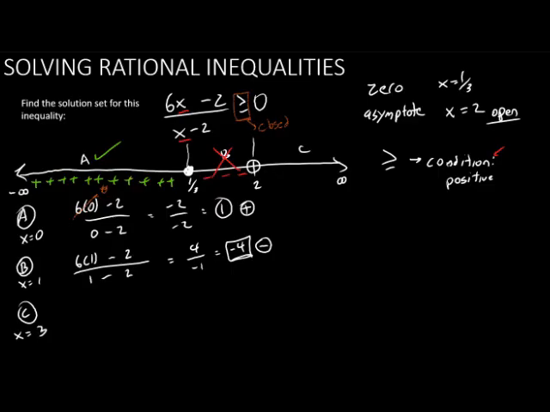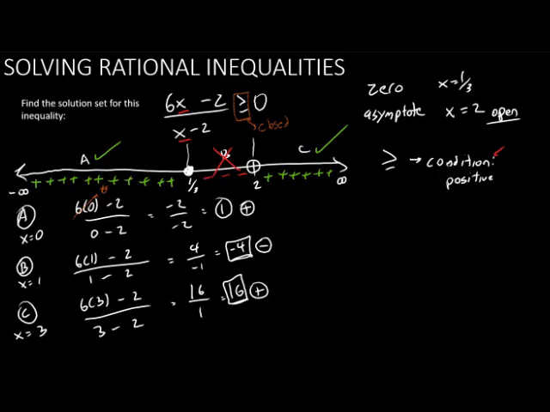Now we move on to region C and pick an x that is greater than 2. Let's try 3 here. We'll take 6 times 3 minus 2 over 3 minus 2. 6 times 3 is 18, minus 2 is 16. And then 3 minus 2 is 1. If we divide, we'll get 16 for our answer, but most importantly, it is positive. This means that region C is positive, and that does match the condition.